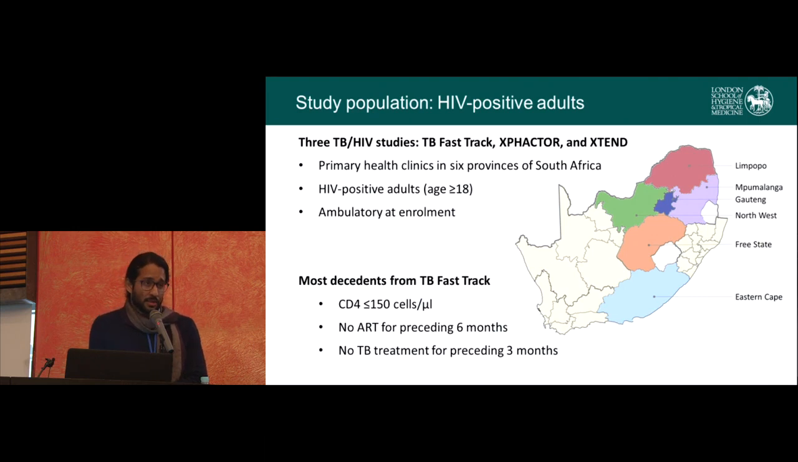So the setting: this was a small mortality study that was nested within 3 very big HIV-TB epi studies all across South Africa. The names and details don't really matter, but these were mostly HIV-positive adults who were attending primary health clinics, so they were ambulatory and fairly well. Most of our HIV-positive decedents came from the TB Fast Track study. These were people with CD4 counts of less than 150 who hadn't been on ART for at least 6 months and hadn't had TB treatment for at least 3 months.